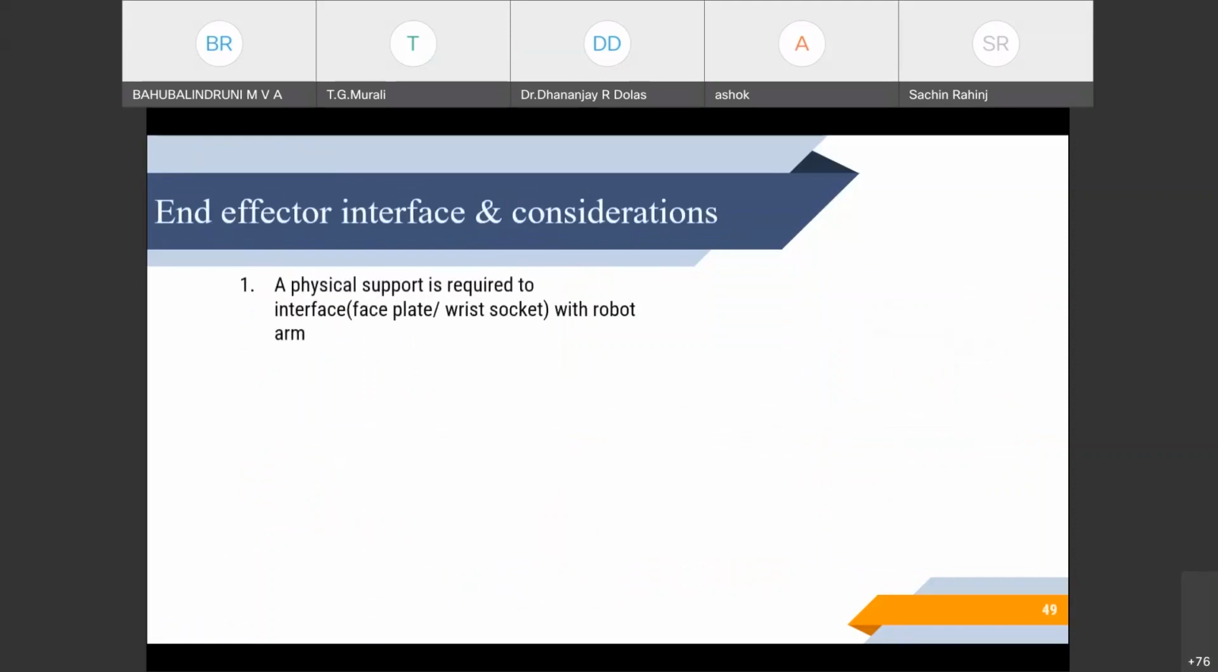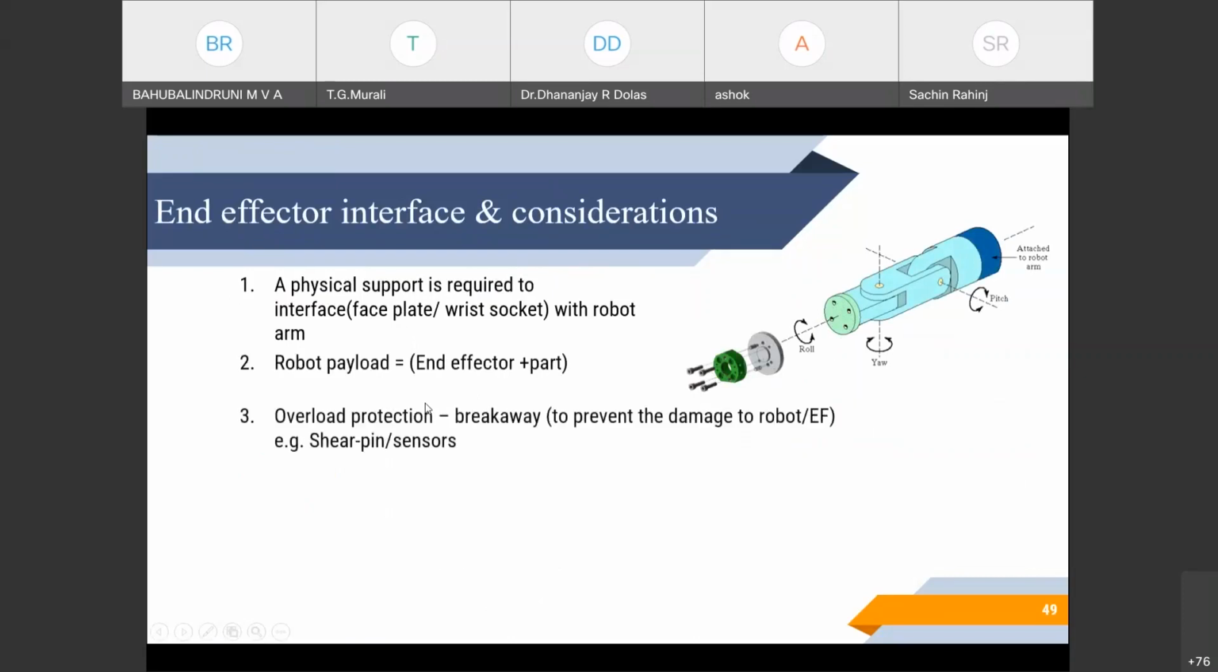Now, whenever you have an end effector, you have to fix it to the robot exactly at the wrist. There you have a face plate, and to the face plate you are going to fix the end effector. Whenever you use a robot, we clearly notify the payload of the robot. We always ensure that the weight of the end effector plus the weight of the component that it is going to handle together should be considered for the robot payload.